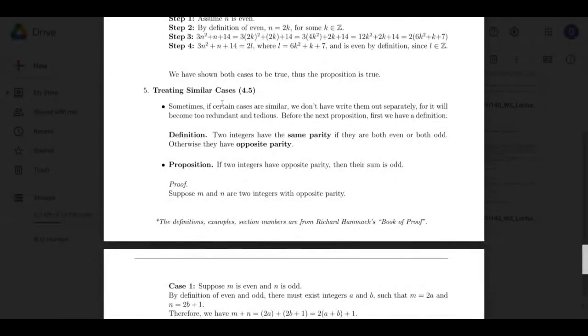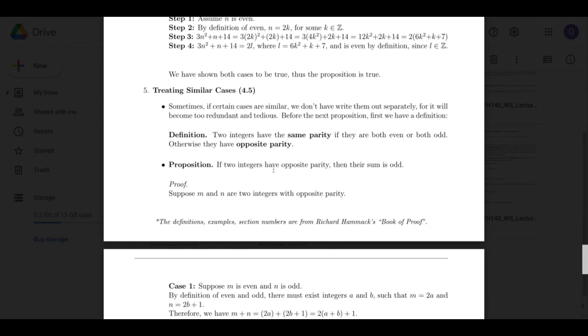Sometimes if certain cases are similar, we don't have to write them out separately, for it will become too redundant and tedious. Before the next proposition, first we have a definition. Two integers have the same parity if they are both even or both odd. Otherwise, they have opposite parity. So same parity means both odd or both even. Opposite parity means one is even, one is odd.